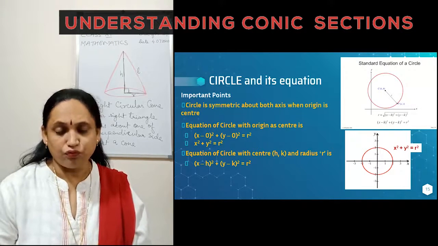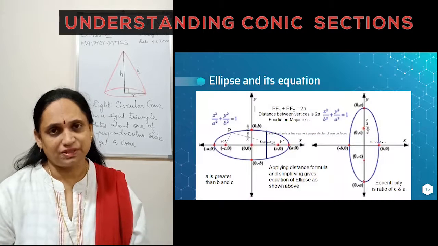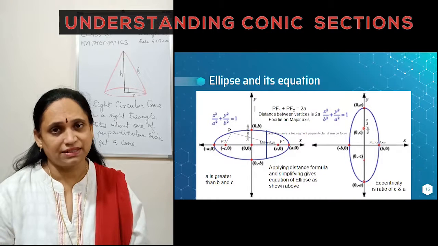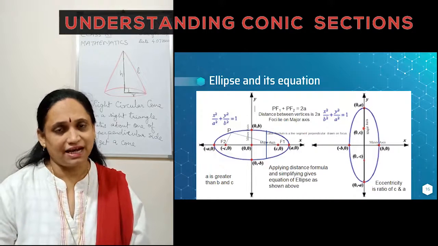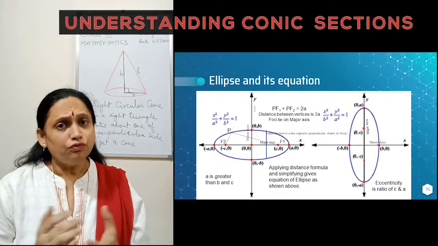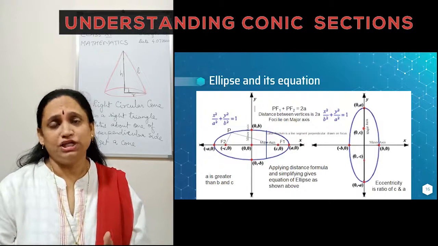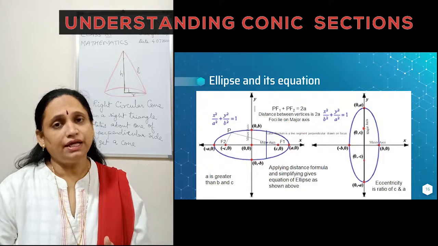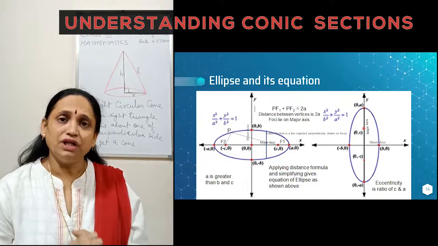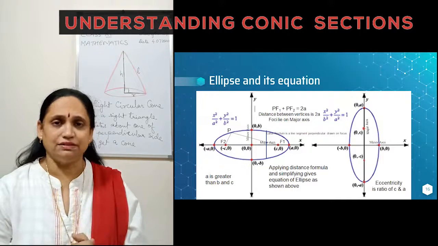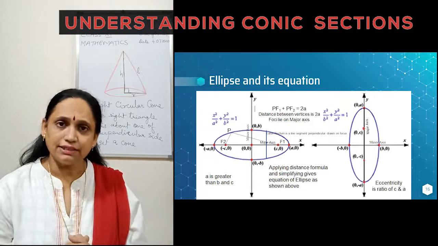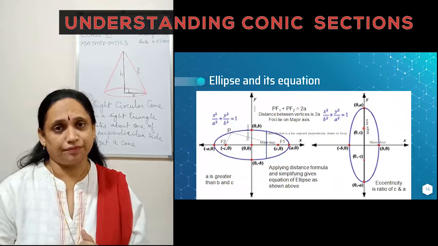Let us now move to the next figure, that is the ellipse. It's a very important figure and has many parts. So let us first understand the parts of this figure, the ellipse. Again, we place the ellipse on the Cartesian coordinate system, taking origin as the center of the ellipse. You know that an ellipse is an elongated circle. So one of the axes would be a longer axis and the other would be shorter.